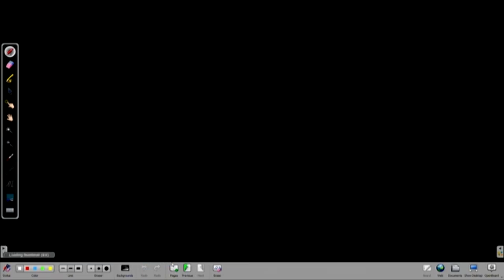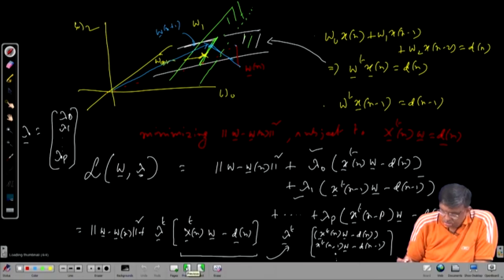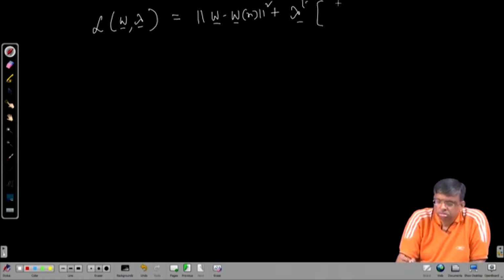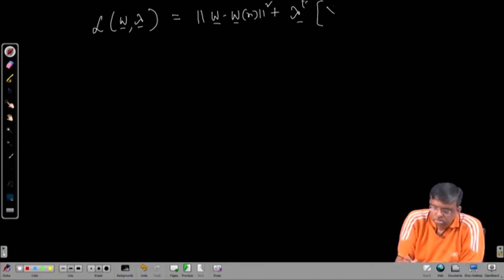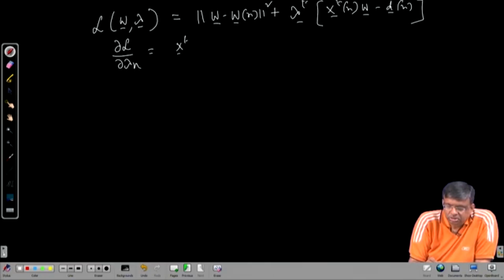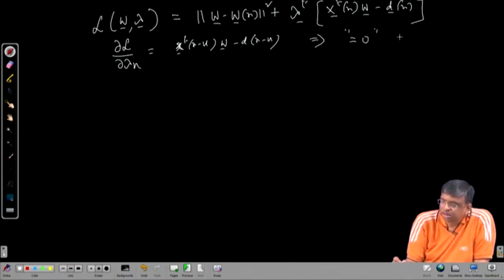and first let me rewrite this. Equal to. Okay. So, I know del L del lambda k will simply satisfy this, x transpose n minus k w n minus k, and this we equate to 0. So, this constraint is satisfied.